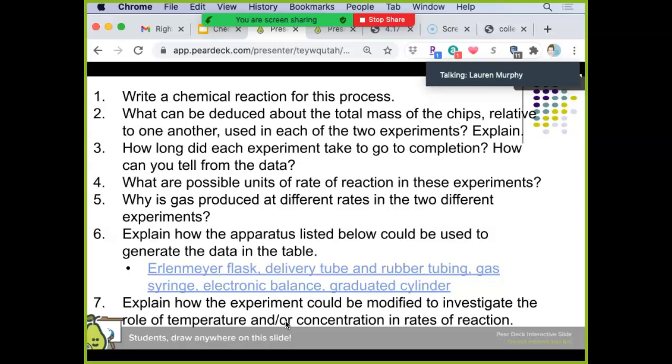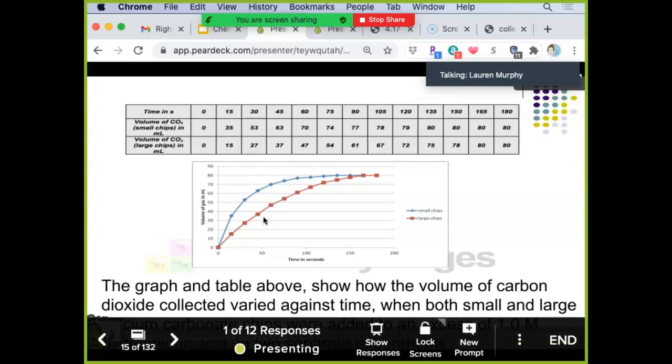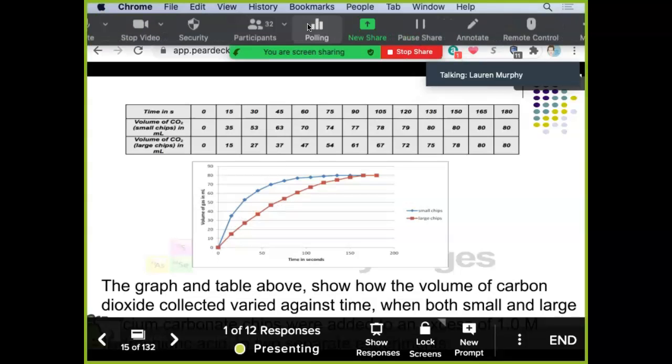So maybe, the original problem used 1 molar, so maybe you could use 0.5 molar, lower concentration, and see how fast the reaction goes. And then you could also use 2 molar to see how fast the reaction goes. The 0.5 molar should go slower, and the 2 molar should go faster. So it'd be pretty easy to mess with both of those variables and just measure over time.